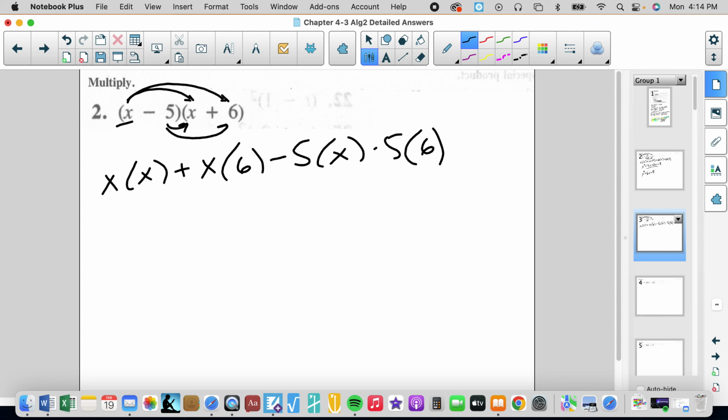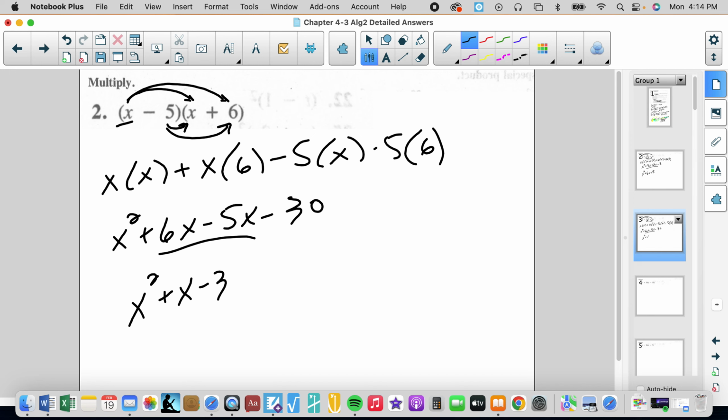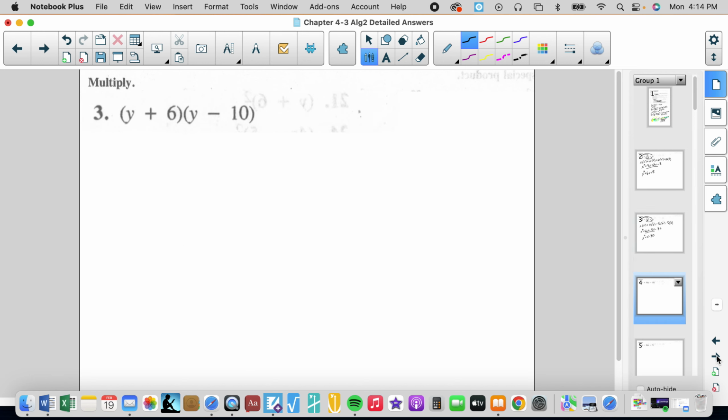Negative 5 times x, negative 5 times 6. X squared plus 6x minus 5x minus 30. These are like terms: x squared plus x minus 30. So I can see that super easy.